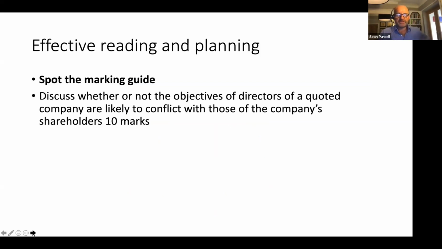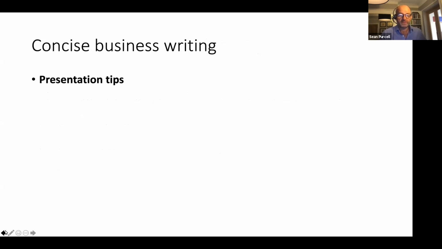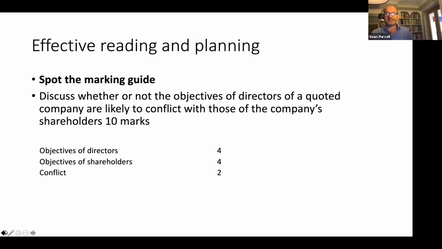So let's look at this little question just for an example. It says, discuss whether or not the objectives of the directors of a quoted company are likely to conflict with those of the shareholders. So if there's 10 marks, what are the objectives of the directors? What are the objectives of the shareholders? What about the conflict? Yeah, that would be how I dissect the question. I'm looking for what I need to say. I'm spotting the marking guide.